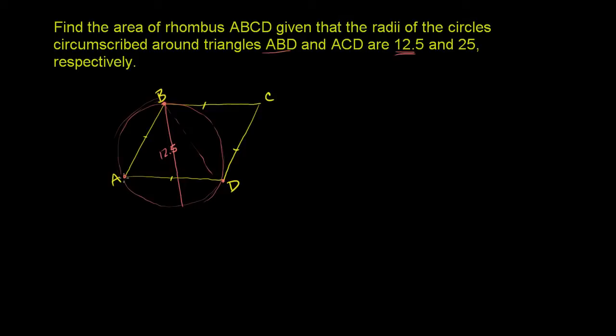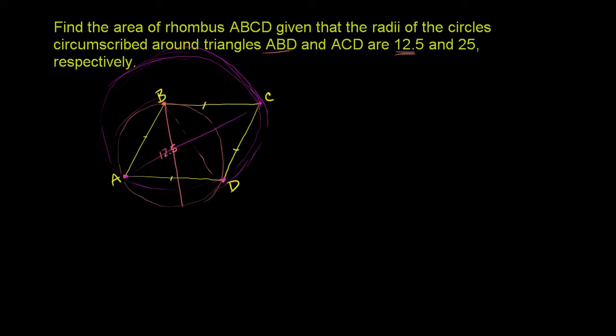Now, the other circle, the circumcircle for triangle ACD. So let's draw ACD. Let's draw a circle that can go through these 3 points. It looks like it would have to be a somewhat bigger circle, and that gels with the information that they gave us. So the circle would look something like that. I don't want to spend too much time trying to draw that circle, but I should be very careful. They're saying that the radius is 12.5, not the diameter.